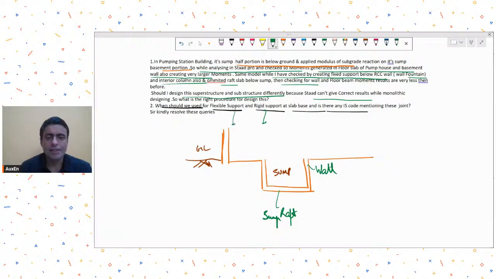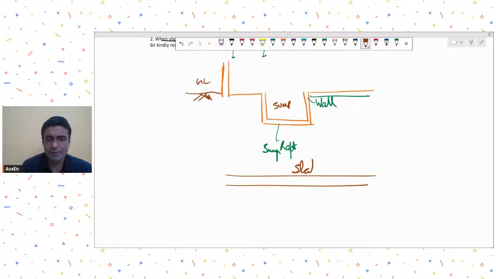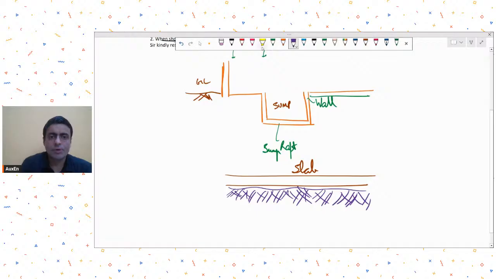See, when you are having a slab base, and especially if you are designing a slab which is resting on ground or on some compacted earth, let's say this is your slab and it is resting on some compacted fill. Ideally, you are not supposed to provide any fixed support or flexible support. What you need to do actually is provide soil springs.